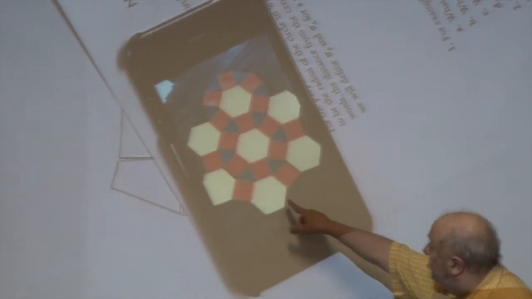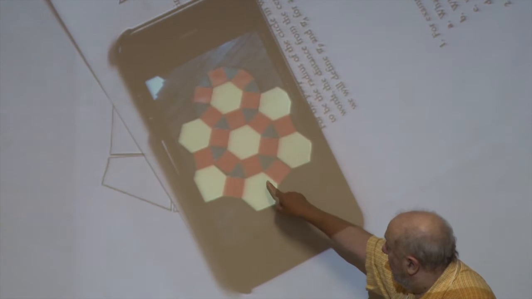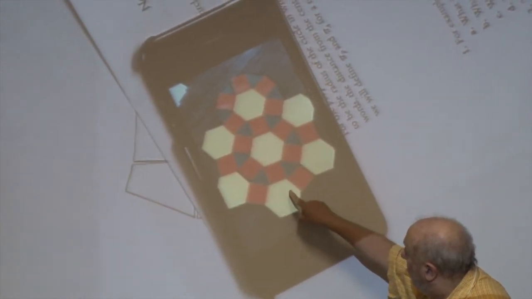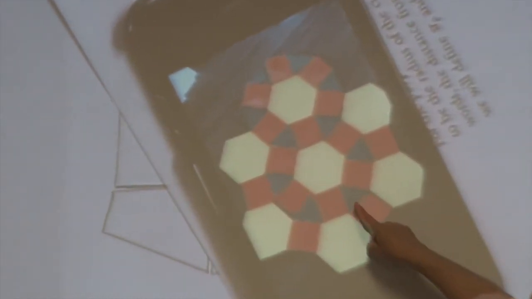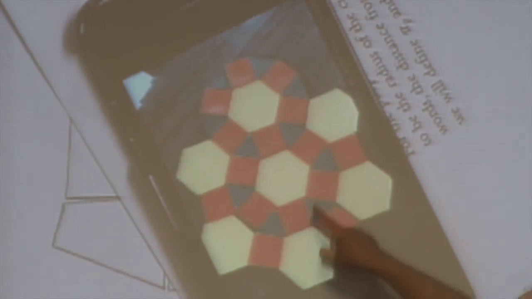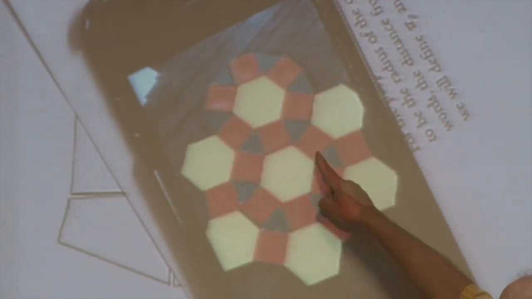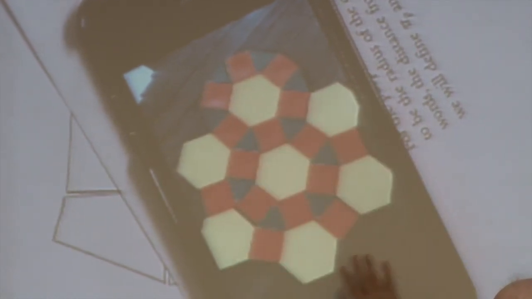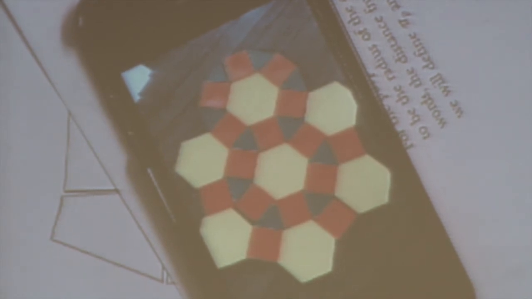So that's an Archimedean tiling because if you look at any vertex, it's a hexagon, square, triangle, square. Over here, hexagon, square, triangle, square. Any of the vertices are the same.